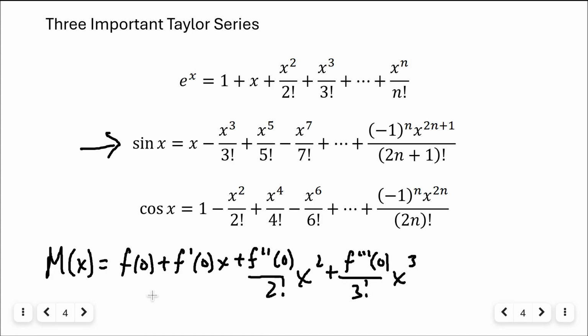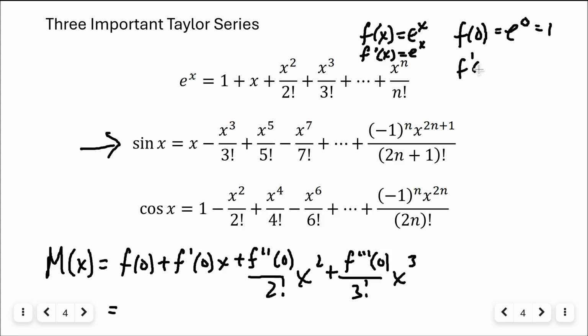So we have to find some values to do that. F of 0: well, f of x is e to the x, and e to the 0 is 1. F prime of x, now again, we can do this forever. Each derivative is going to be e to the x. You just get the same thing back again. So f prime of 0 is 1. F double prime of 0 is 1. F triple prime of 0 is 1.